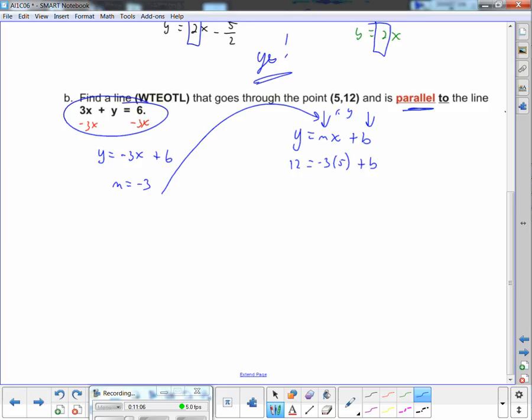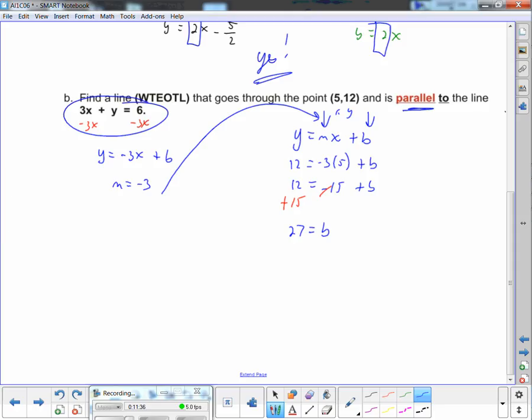Let me let you catch up. So again, we're back to the place where we have the slope and one point. Take the x and y values, put them in for x and y, put the m in. You have one variable, b, you can solve for. 12 equals negative 15 plus b. So we're going to add a positive 15 to the other side, and it looks like we have 27 equals b.